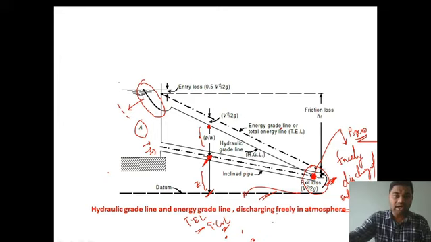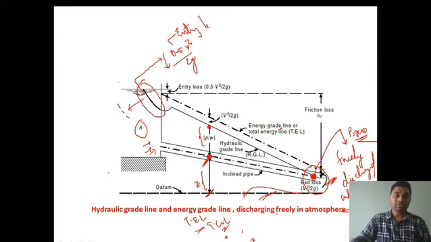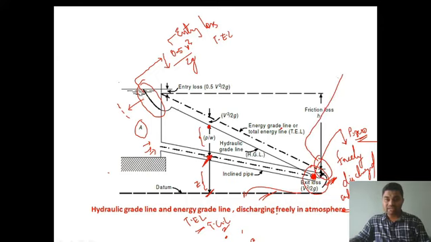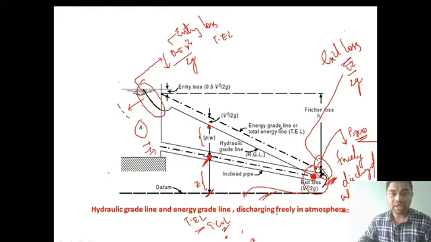At the entrance, what happens? It is lowered from the surface of the water by a value of 0.5 V square by 2G, which was our entry loss. We are talking about the total energy line, and when you look at the pipe center axis at the exit, the total energy line is raised by the value of V square by 2G, which is nothing but our exit loss.